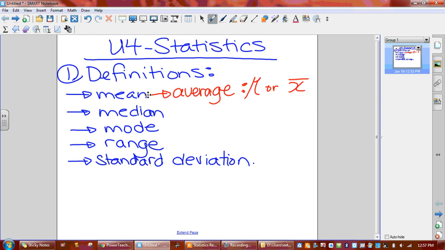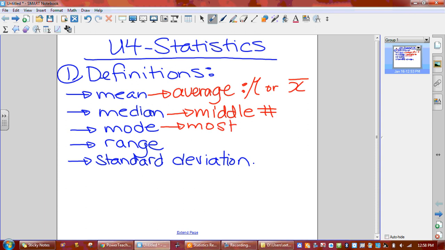The median is the middle number. Okay, it's the middle number in a set of numbers. If there's an even set of numbers, so there'd be two numbers in the middle, you would average them. You'd add them up and divide by 2. Okay? Who remembers what the mode is? Most common. So mode shows up the most. Okay, so mode is most. So the number that shows up the most.